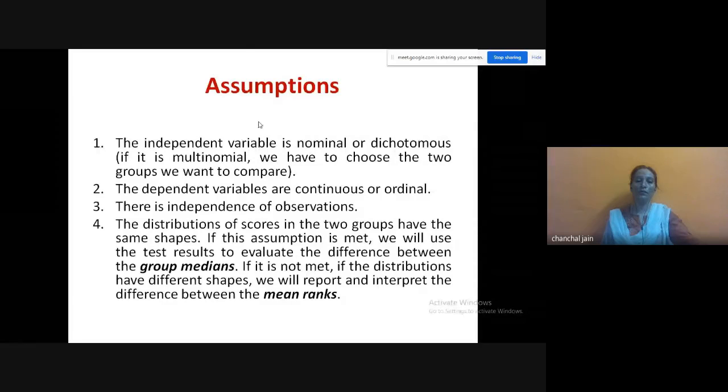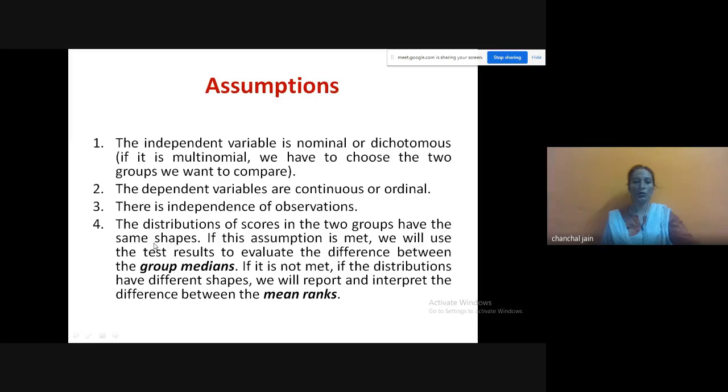And the most important assumption of the Mann-Whitney test is the fourth one. It tells you that the distribution of scores in the two groups has the same shape. Meaning whatever graph you plot for male and female, they should show you the same shape.